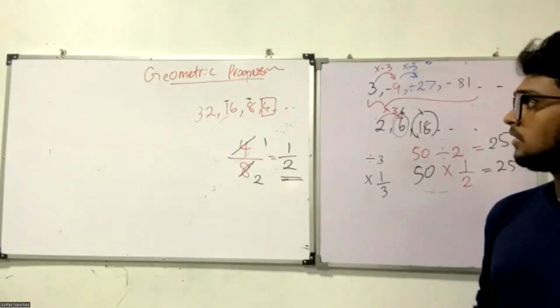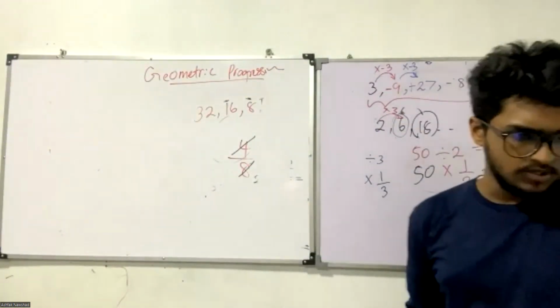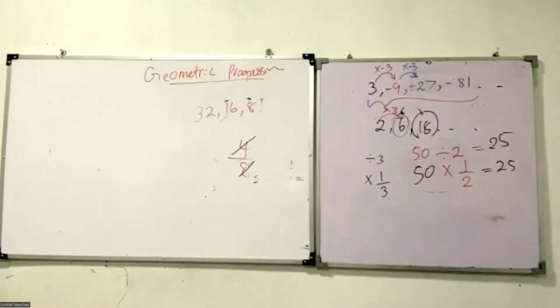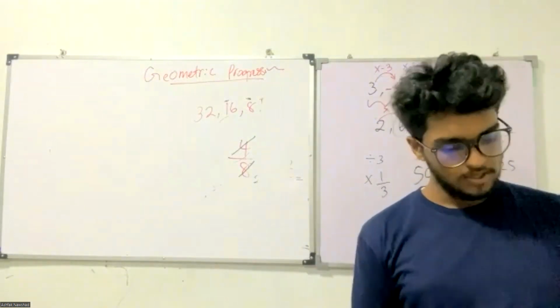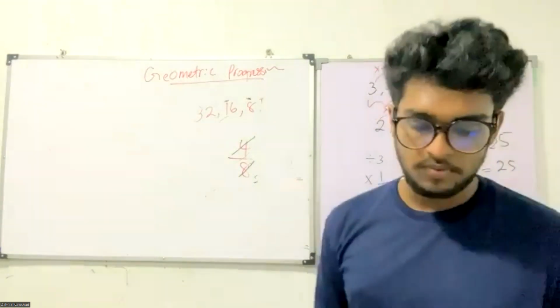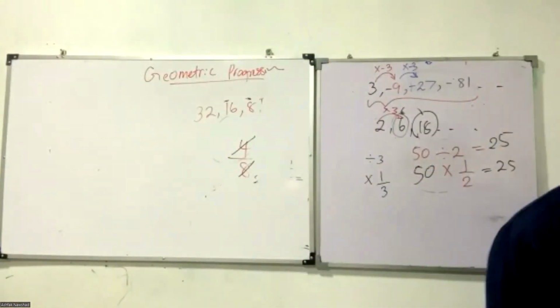So let's move on. This is it for common ratios. I guess I have given questions on finding common ratios. Let's see. Find the common ratio of the following. There are 5 questions. Let's try them out.